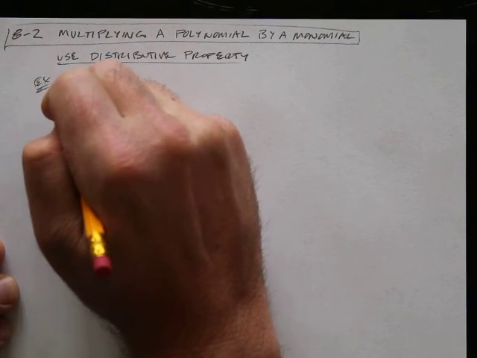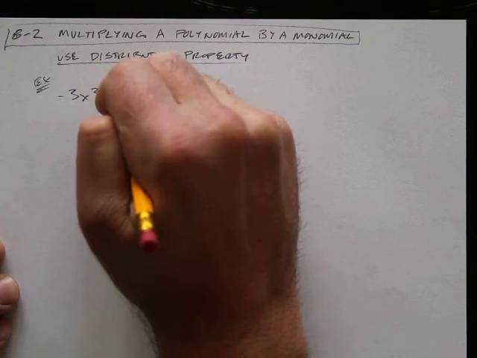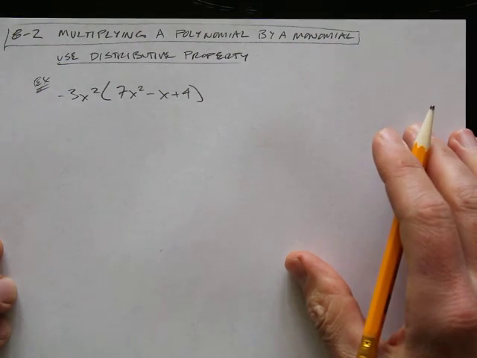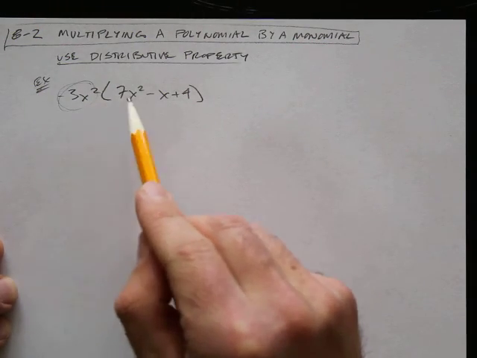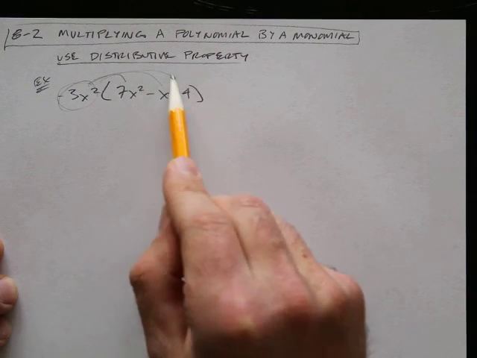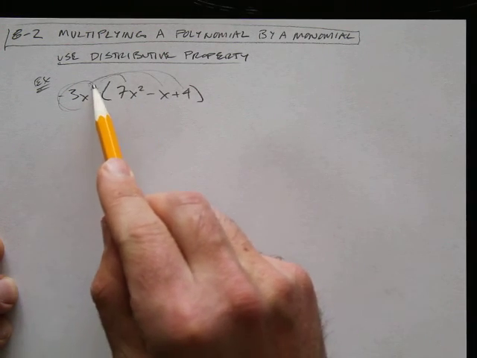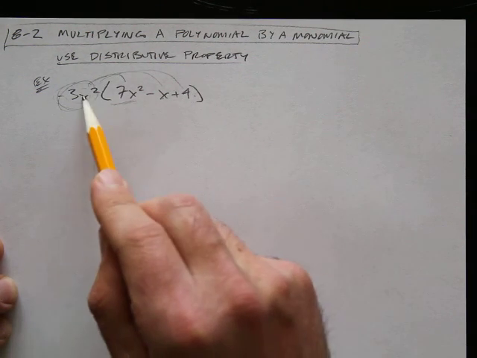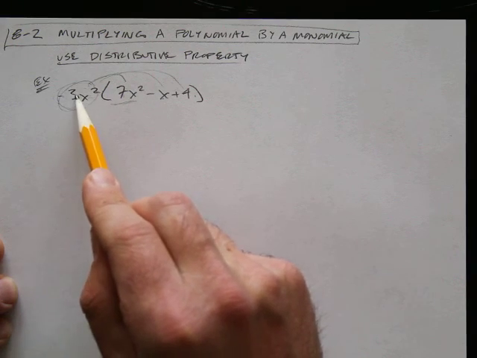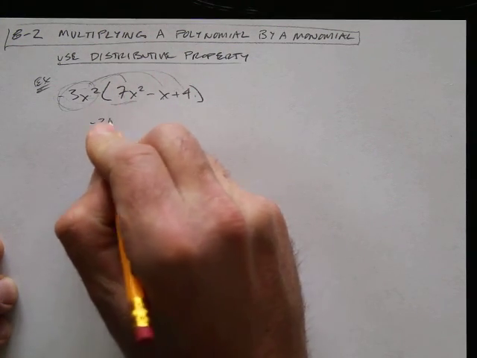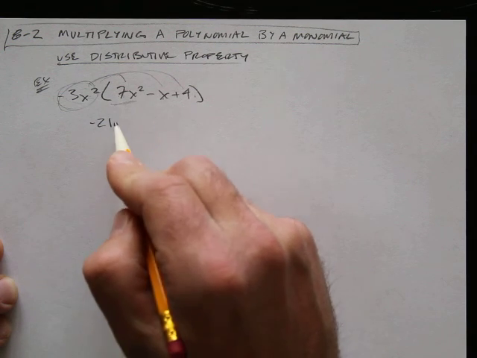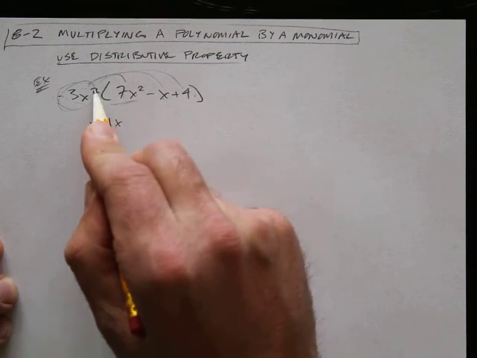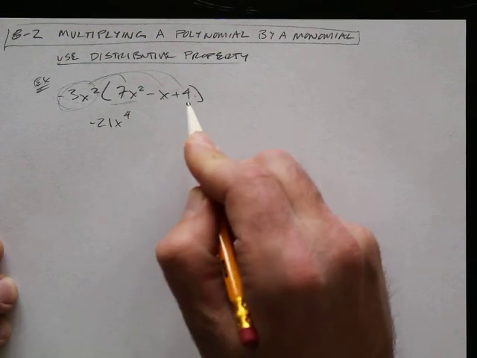Here's an example. I've got negative 3x squared times 7x squared minus x plus 4. Okay, so this whole term needs to be multiplied by each of these inside here. So I'm going to multiply this by this, and then this by this, and then this by this. So let's multiply these two together first. Negative 3 times 7 is negative 21. And then x squared times x squared, remember when you multiply powers, you add the exponents. 2 plus 2 is 4.